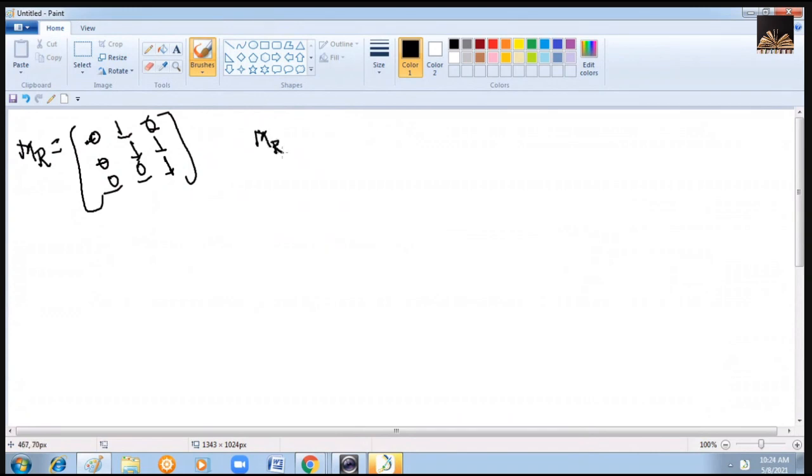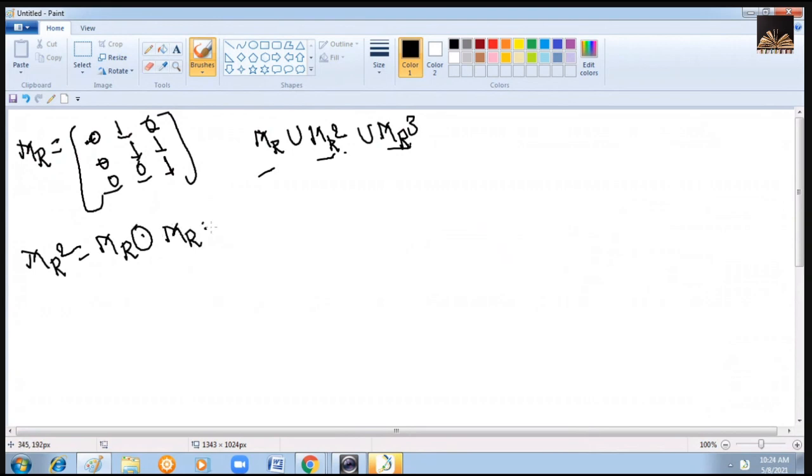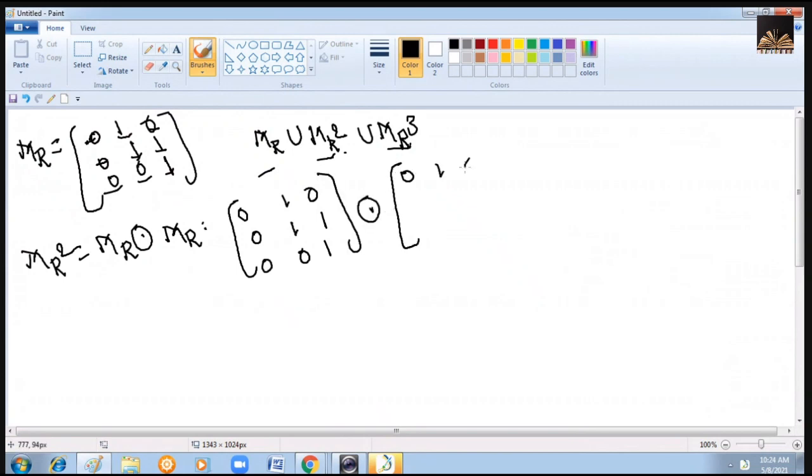Now how will you calculate the transitive closure in matrix form? You need to find MR, MR2 and MR power 3, and then you can perform the union operation. How will you calculate MR2? MR2 is equal to MR into MR, that is 0 1 0, 0 1 1, 0 0 1 into 0 1 0, 0 1 1, 0 0 1.